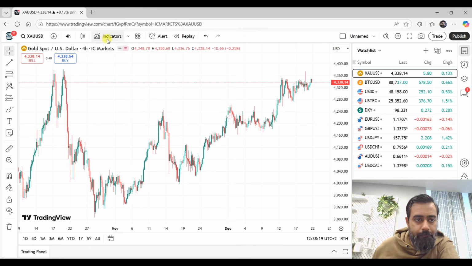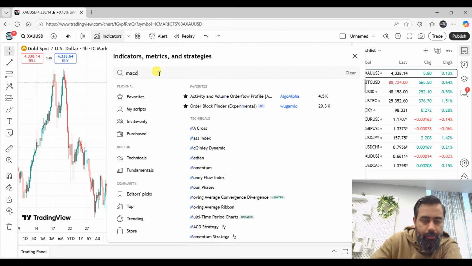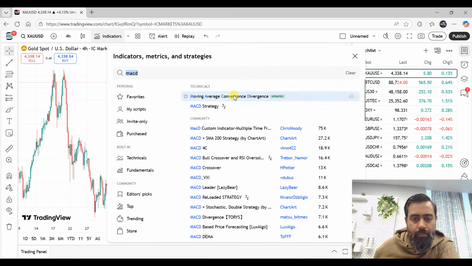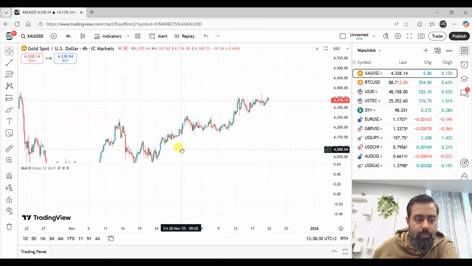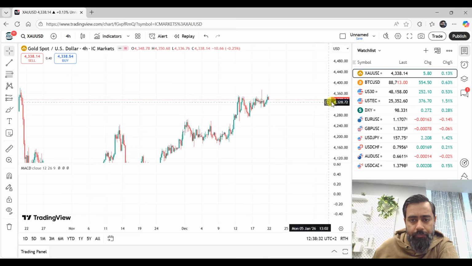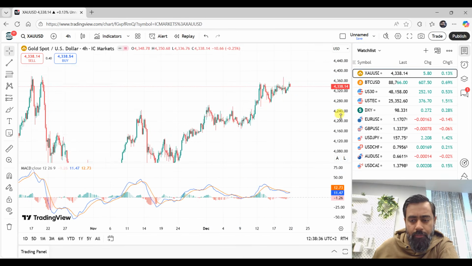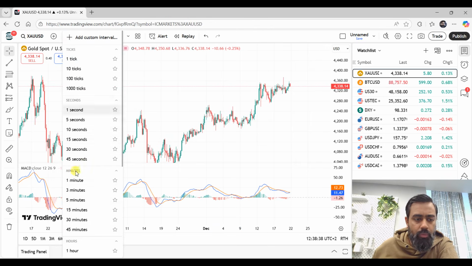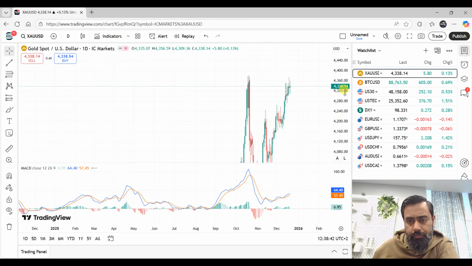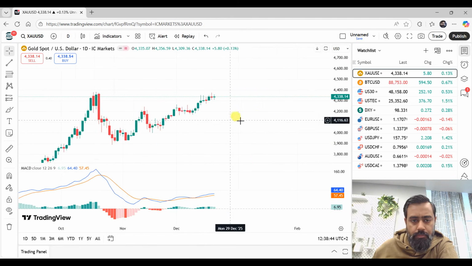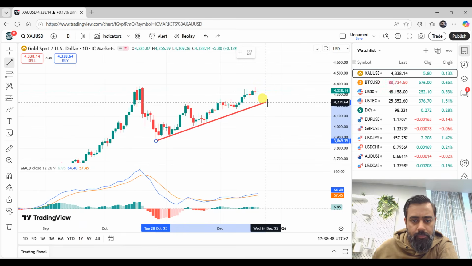Let me take the indicator here, which is going to be MACD, moving average convergence divergence. And the second thing we do is go down to a daily time frame. We make our trend lines.